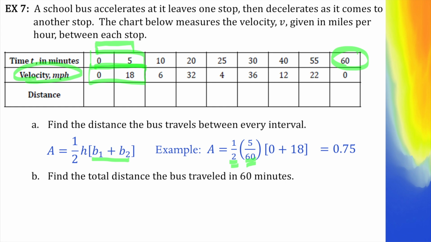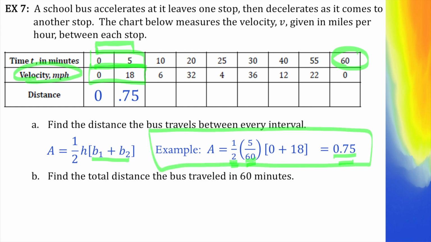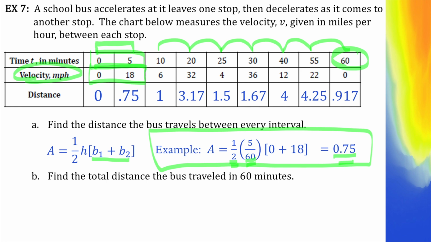So our first distance, well, we haven't gone anywhere. Then our second distance would be 0.75. And then you'd repeat this process for each of these intervals. So you can stop the video and do that on your own, or you can trust my math, which is a scary proposition. Part B says find the total distance the bus traveled in 60 minutes.